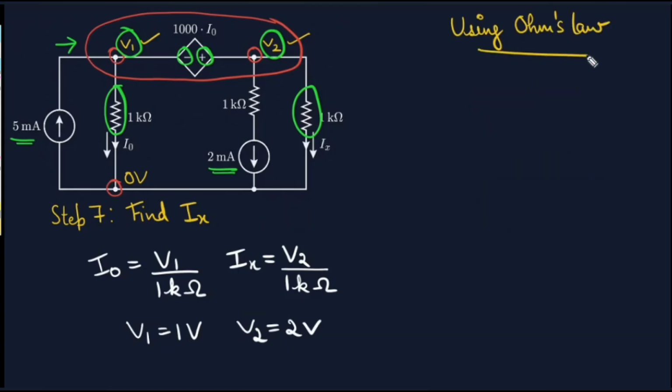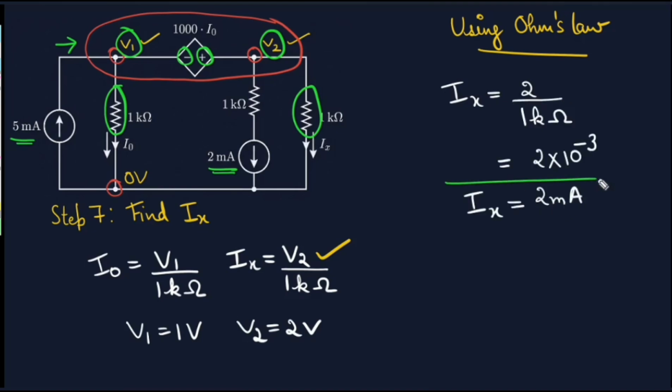Next, let us find Ix. Using Ohm's law, we have Ix given as V2 by 1 kilo ohm. Substituting the value of V2, we get Ix as 2 volts divided by 1 kilo ohm, which is nothing but 2 milliamps. Hence, Ix is 2 milliamps. This is our final answer to this particular question.